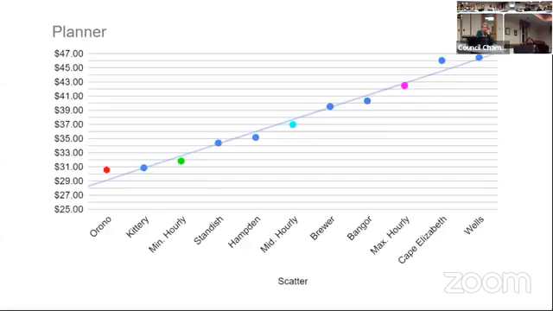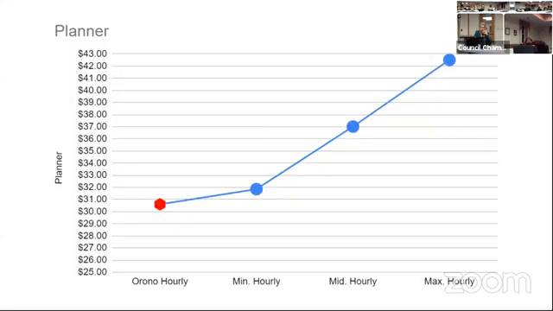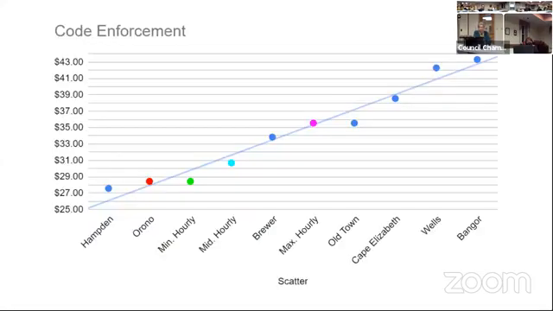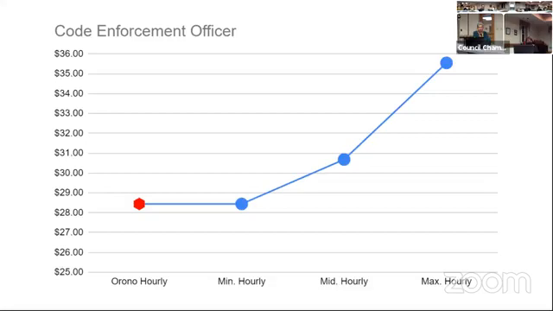Same idea with the planner. You see our planner is under what we would expect to pay. He is going on to a contract, and we're going to talk about that in either January or February, but if you look there, it's definitely a place we need to look. Code enforcement, I think, is in the same place. I think these charts are cleaner and good.